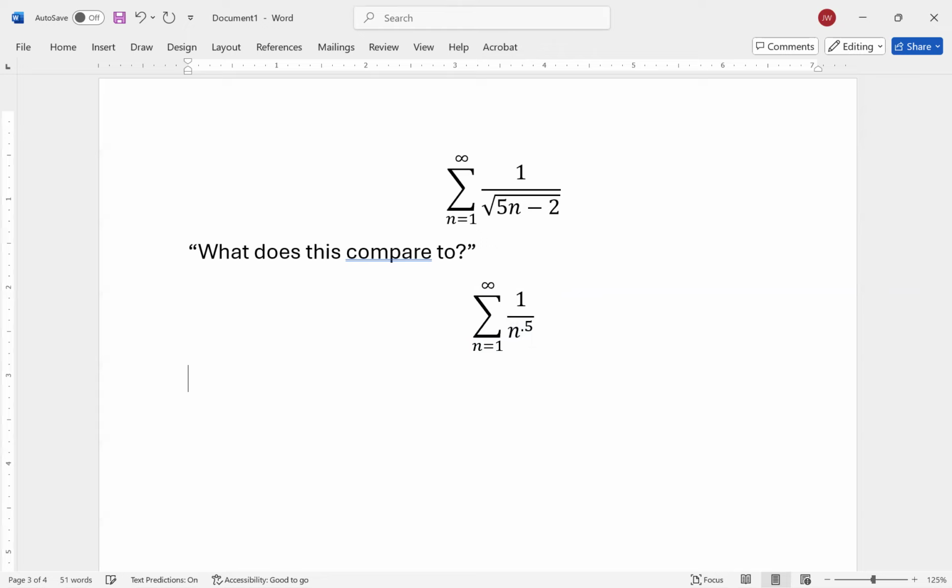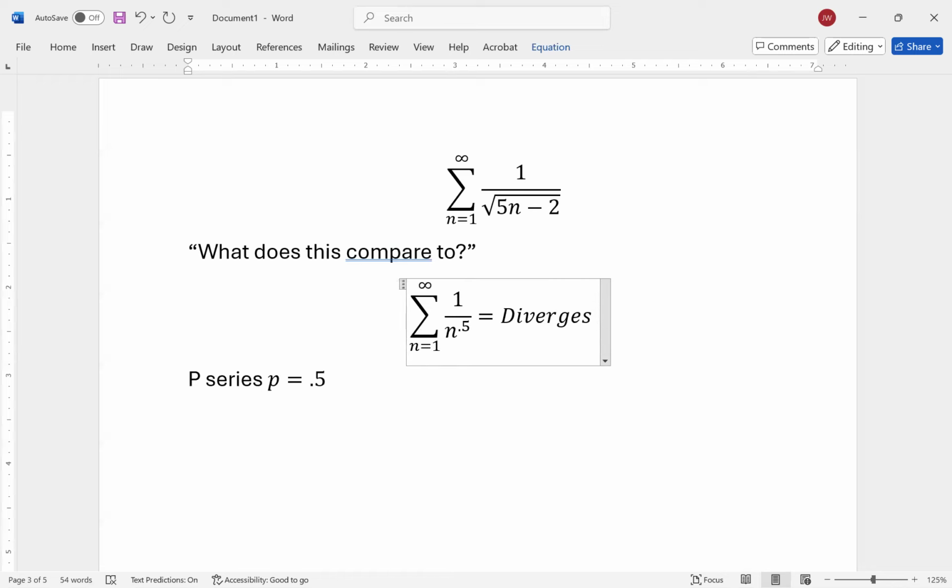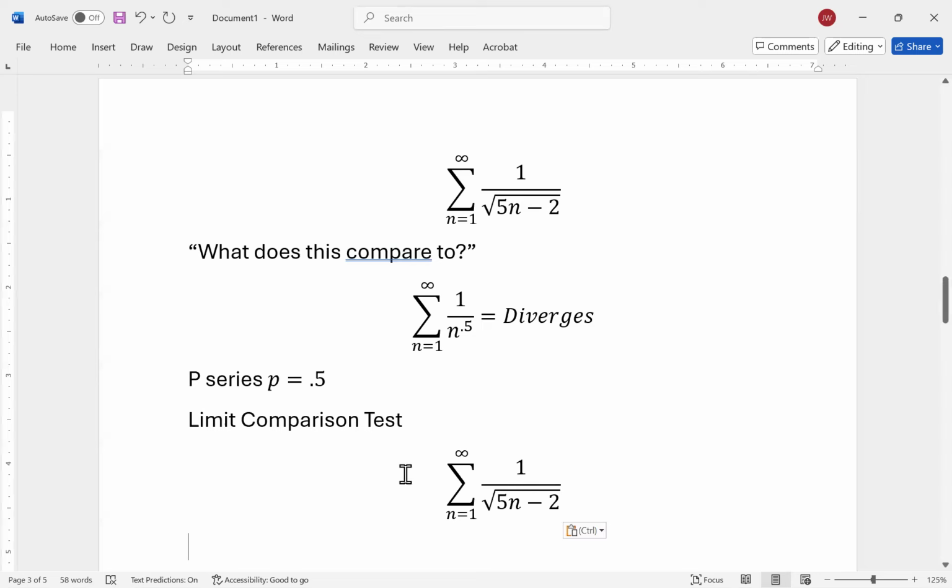That is a p-series with a p of 0.5. That is less than 1, so that series diverges. Through the limit comparison test, therefore, we know that our series is also going to diverge.